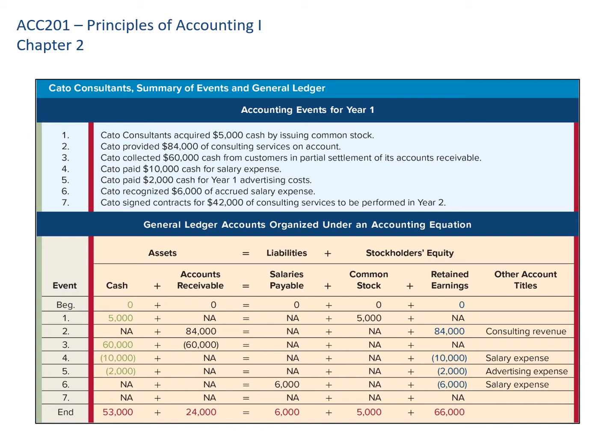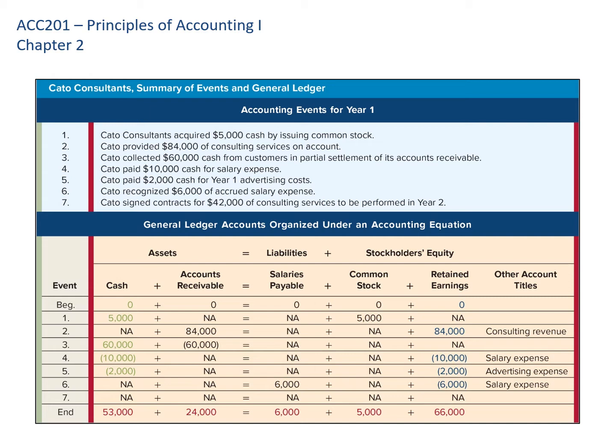The next transaction, they provided $84,000 of consulting services, the key word here being on account, which means they're going to get paid later. So in that case, they increase accounts receivable, money they're going to receive from customers in the future, and increase retained earnings as a result of that revenue. Revenues pull retained earnings up.